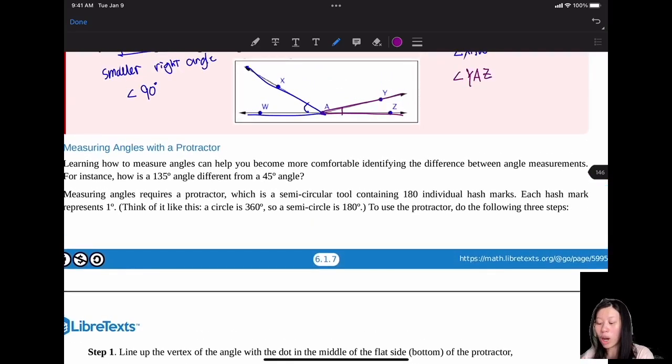Okay, so how do we measure angles with a protractor? I'm going to link another video because it will be easier to show how to do it. I couldn't show it on my iPad or my tablet. So I'm going to link a video and teach you how to measure angles with a protractor.